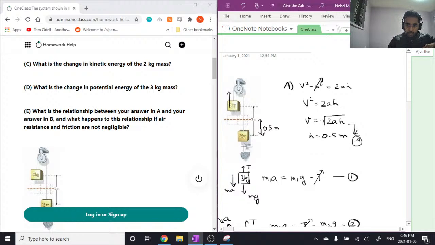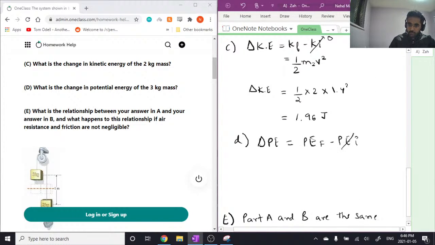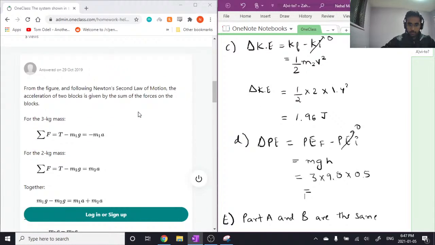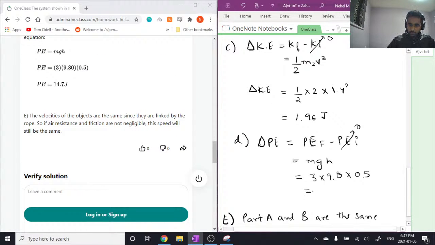Let's stick with this because it's very useful in a lot of cases. You'll find out. So with this way, we're saying the initial potential energy is 0. The final potential energy will be mgh. So this is 0. The final is mgh, which is 0.5. So this would be 3 times 9.8 times height, which is 0.5, which is equal to 14.7 joules. So that was correct. Okay. And the part E is also correct.